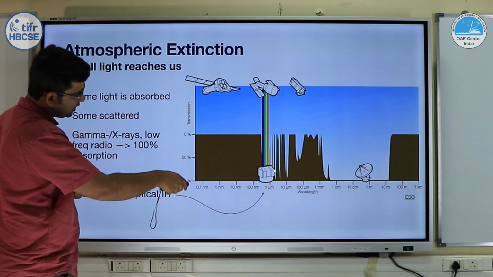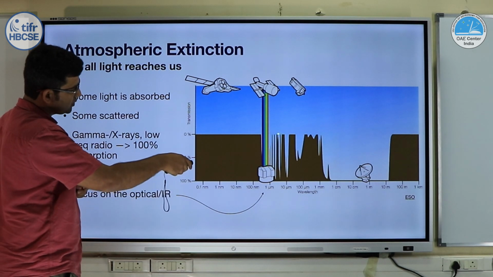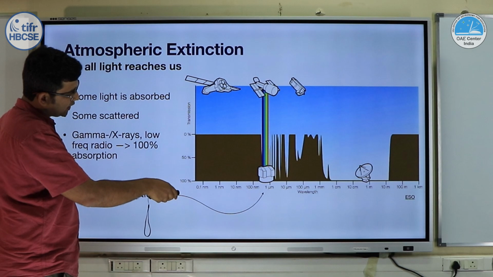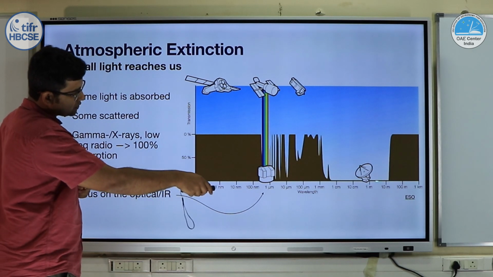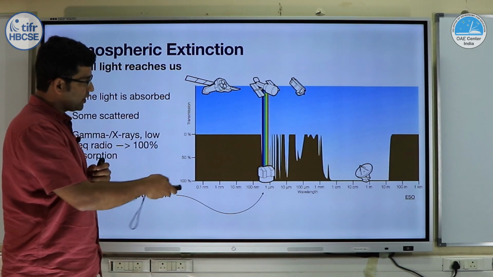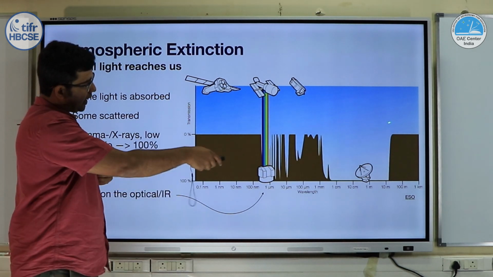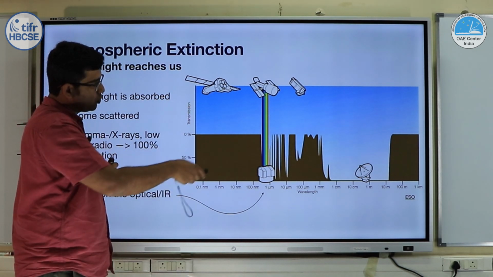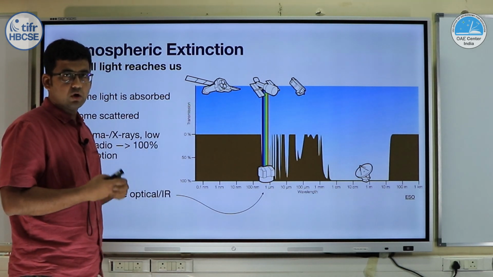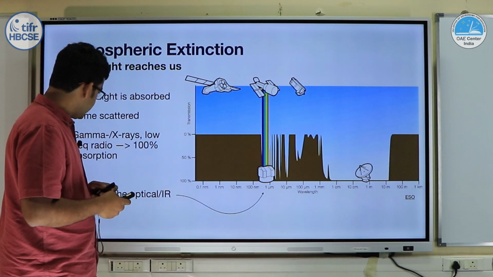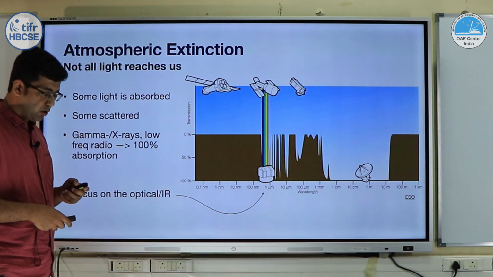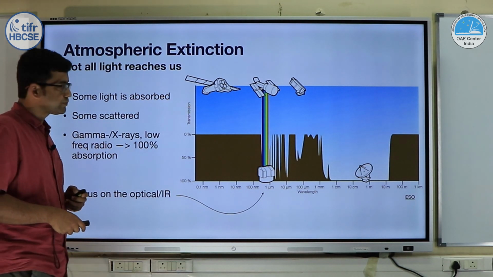And there are some windows in the infrared where the light reaches, but other windows where the light simply does not reach the ground at all. Again, in the radio, there is a huge window where light can reach the ground, and we have radio telescopes on earth. And at very, very low frequency radio, the ionosphere simply reflects radio waves back into space. Now we are going to focus on the optical and infrared part of the regime and look at it in much more detail.